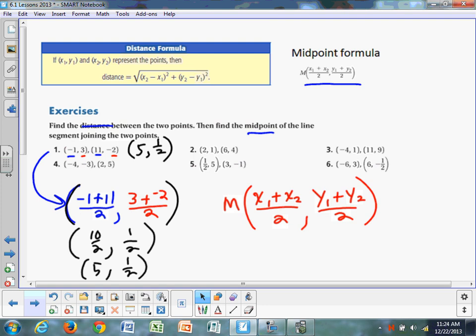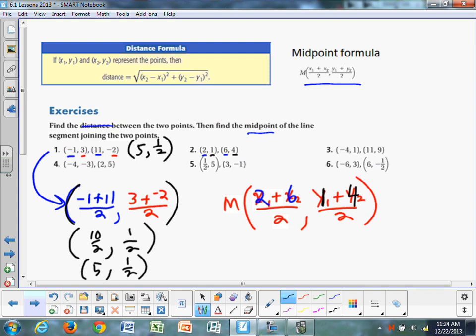So we're going to add the x coordinates. I'll do those in blue. That's the 2 and the 6. They're going to go right here, 2 plus 6. And then the y coordinates are 1 and 4. They go here, 1 and 4.